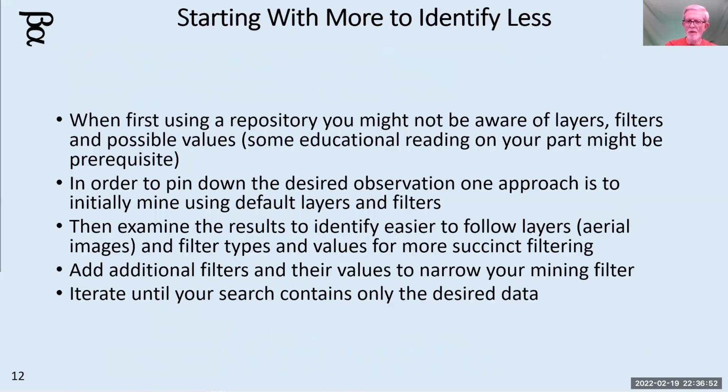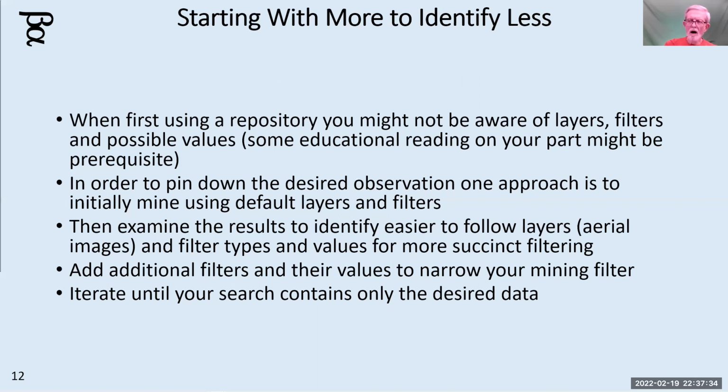Okay, the concept of start with more to identify less. When you first start looking in a repository, you may not be aware of all the layers and filters and values for filters, and you may have to look things up. But if you just want to take a broad stroke, you can start with whatever their default layers and filters are and see if that narrows things down. So if you're looking for a spot in Texas, normal map mode may be good for getting you from the width of the US down to the state of Texas, down to a certain part of Texas.